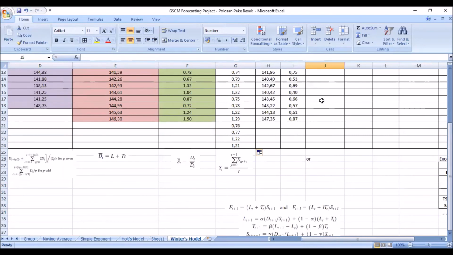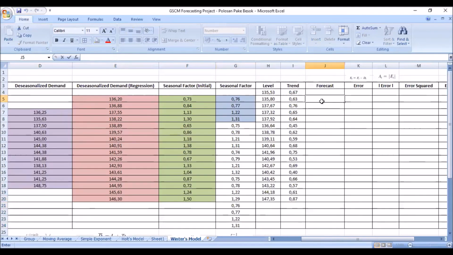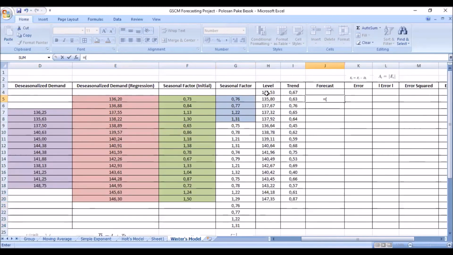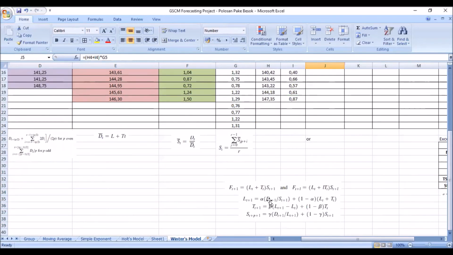And for our case, we're just gonna use the formula of level plus trend multiplied by seasonal factors. So in this way, the previous level plus the previous trend multiplied by the current seasonal factors. And then there we have it. We have our forecast, and we just need to take it down until the 16th period in this case.